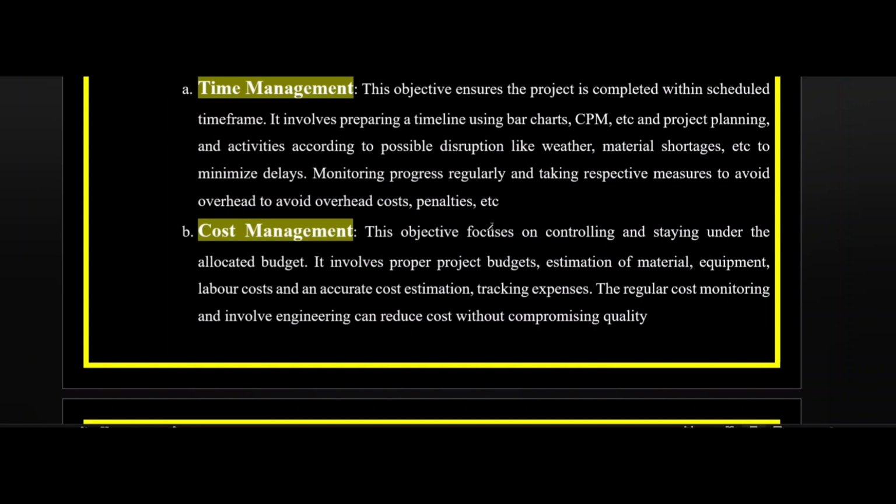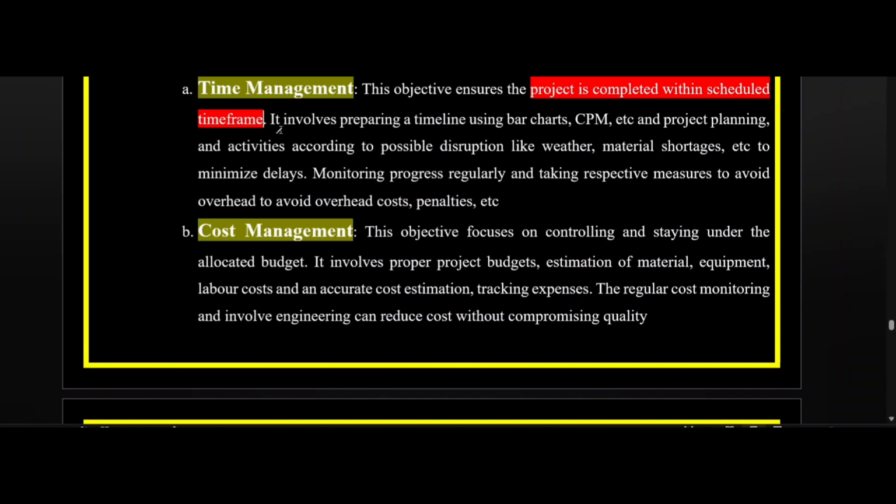So the first one is time management. This objective ensures that the project is completed within the scheduled time frame. It involves preparing a timeline using bar charts, CPM, etc. These are tools like the bar chart, CPM, Gantt charts, etc. We'll be covering these topics in our upcoming videos. It also involves planning project activities according to possible disruptions like weather, material shortages, etc., to minimize delays, monitoring progress regularly, cost, penalties, etc. So that is the time management objective.